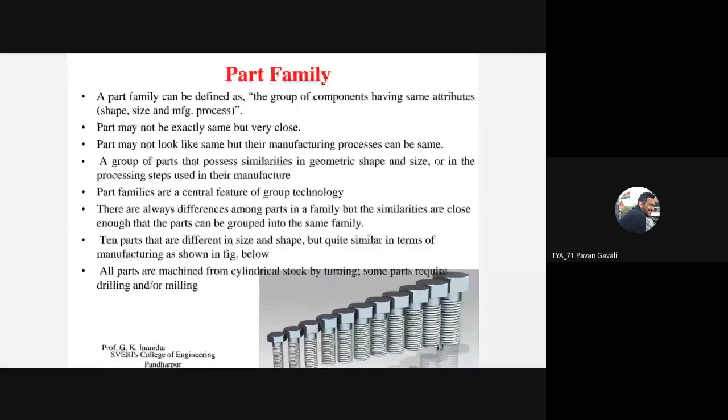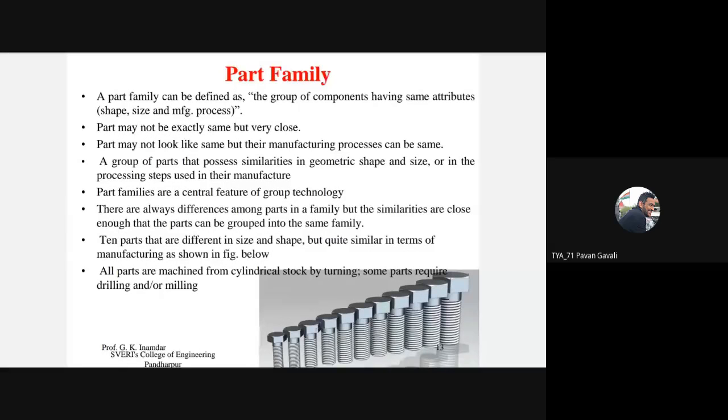Parts may not look the same, but their manufacturing process can be the same. A part family is a group of parts that possess similarities in geometric shape and size, or in the process steps used in their manufacture. Part families are the central feature of group technology. What is group technology? Grouping according to shape, size, and different attributes is group technology. Now, suppose you consider the nut and bolt system, as in the image on this slide.